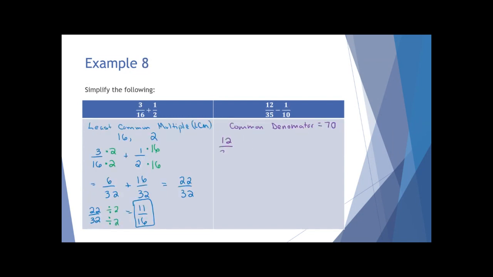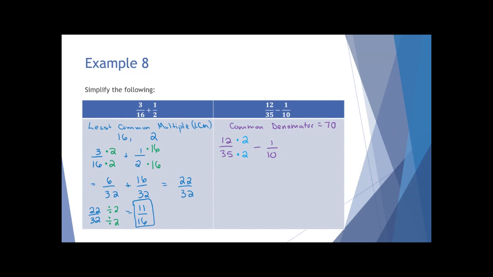So I need to build these up to 70. And I've got a minus here, and I'm leaving some gaps so I can fill in what I'm multiplying by. So 35 times 2 gets me to 70. So that means I have to also multiply the 12 by 2. That'd be 6. Oh, that's dividing. We're multiplying here. Oh, multiply.